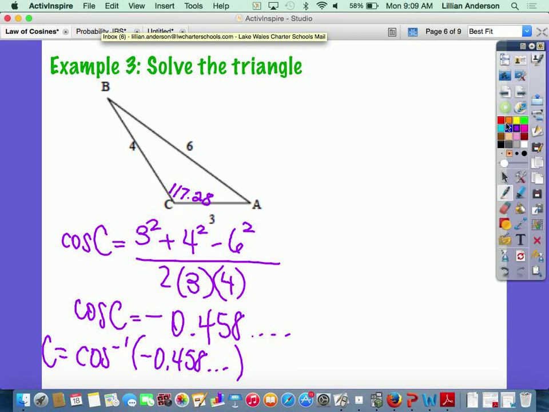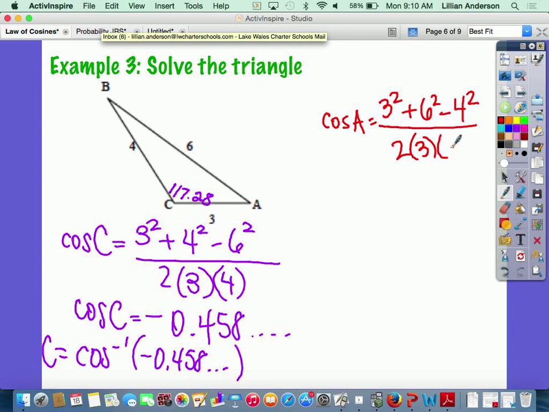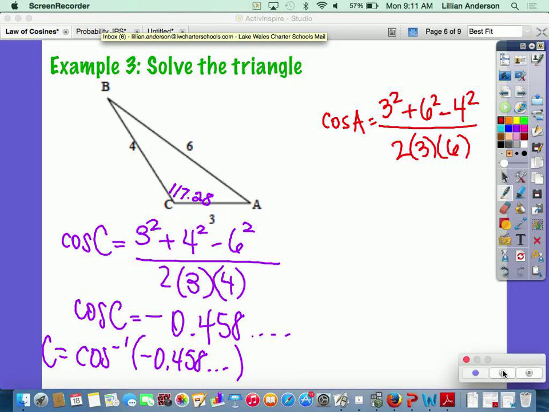What angle do you want to find next? A. So we'll set it up. Cosine of A equals what? B squared plus C squared minus A squared, all over 2 B C. Okay? Let's figure out what A is.